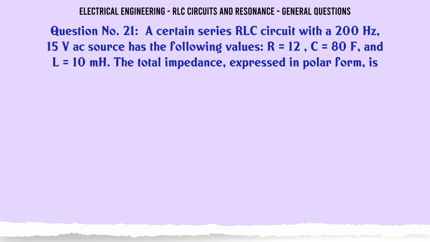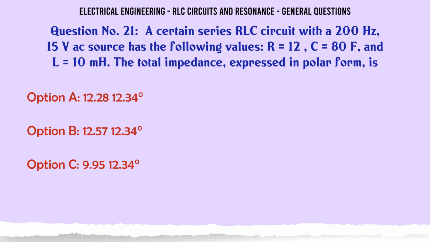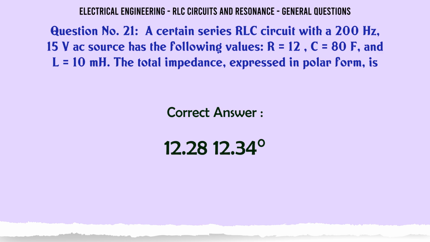A certain series RLC circuit with a 200 Hz 15 V AC source has the following values: R 12, C 80, and L 10 mH. The total impedance expressed in polar form is A 12.28 12.34, B 12.57 12.34, C 9.95 12.34, D 12.62 12.34. The correct answer is 12.28 12.34.